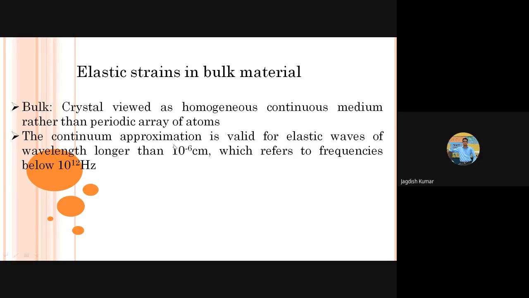We assume the crystal to be made up of a continuous distribution of mass, and in most cases, if the crystal is defect free, we will assume that to be a homogeneous distribution of mass as well. This continuum approximation is a good approximation under certain circumstances, but not everywhere. It is valid for elastic waves whose wavelengths are longer than 10^-6 centimeter, which refers to frequencies of the order of 10^12 hertz.